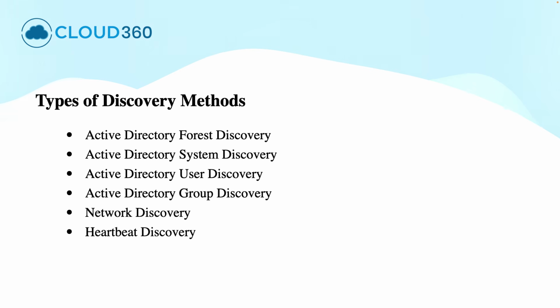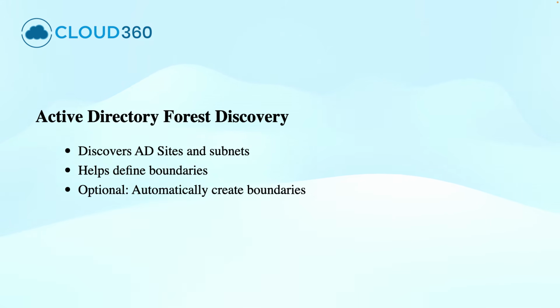SCCM offers 6 primary discovery methods, each with a unique role. Let's briefly define each one before diving deeper into their individual configurations. The Active Directory Forest Discovery identifies the Active Directory sites and the subnets in your environment. This helps you define accurate SCCM boundaries. You can also configure it to automatically create boundaries based on what it finds.